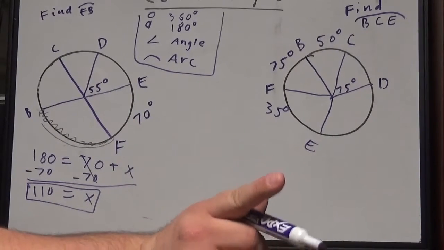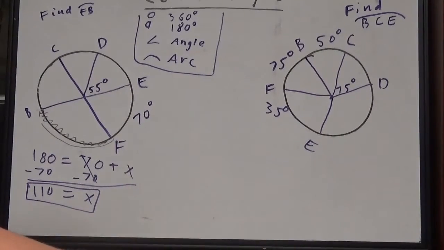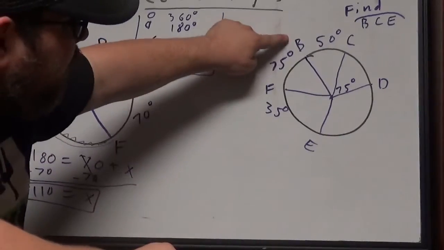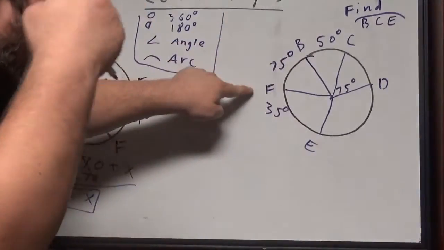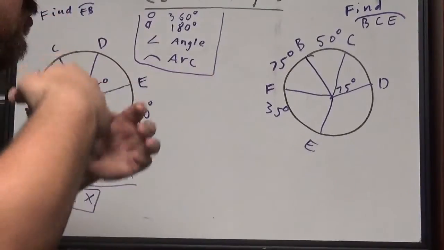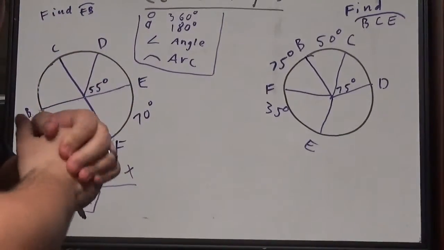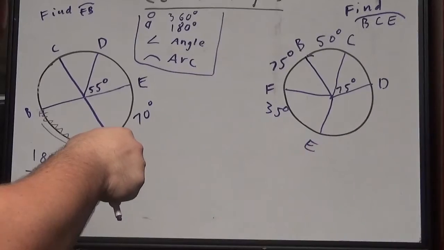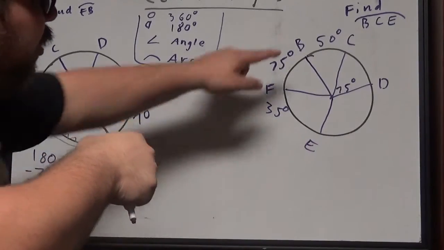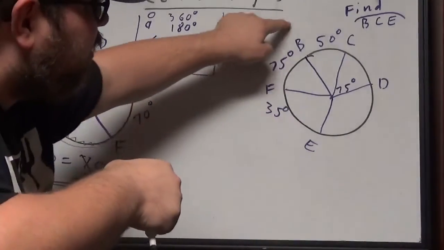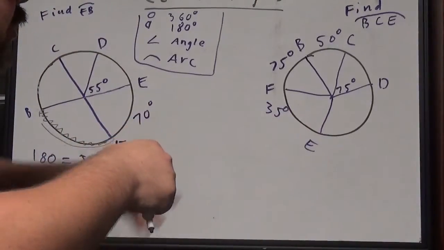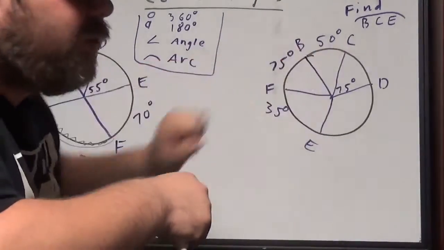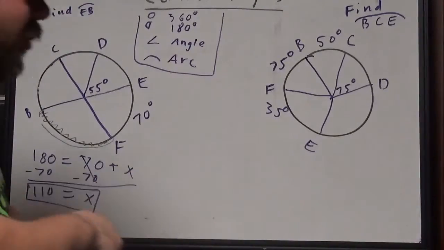But what if it says BCE? Well, notice that B and E are on opposite sides, right? I mean, there's something in between them. If we just wrote BE, you wouldn't know which way to go. You wouldn't know, are you going this way or this way? The BCE tells you to go from B to E and include C in it. Very practical.